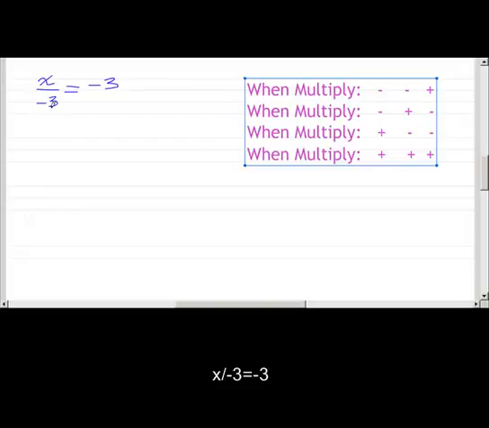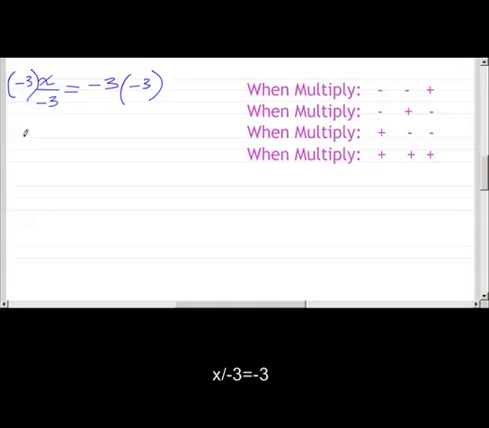So we have a negative 3 here. If we multiply this side by negative 3, as long as we do it to the right side, we maintain integrity of the equation, and we can cancel these. We get x equals negative 3 squared, which is positive 9.